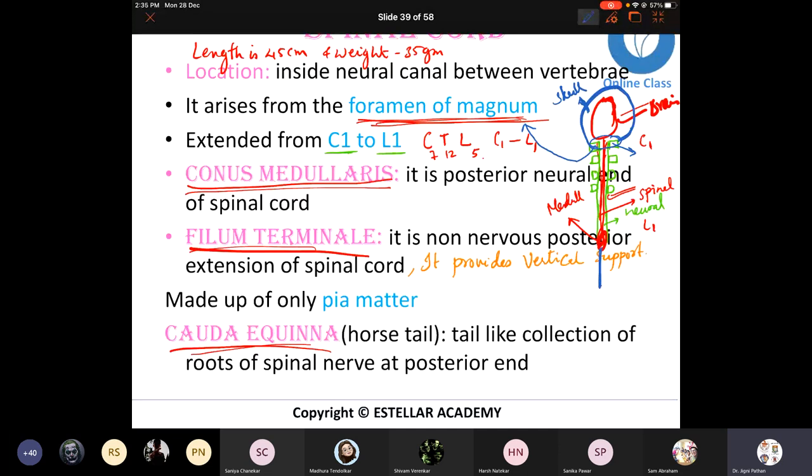This filum terminale is only made up of pia mater because the rest of the spinal cord is made up of four meninges. Among this, only filum terminale has only pia mater. Then cauda equina, this pia mater has a tail called cauda equina. I'll discuss about this. You just write down. I'll repeat one more time. This part is under filum terminale.